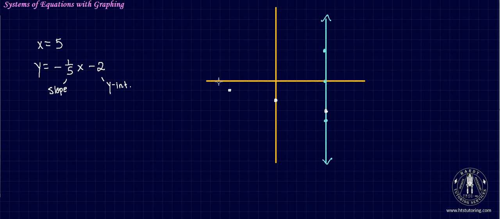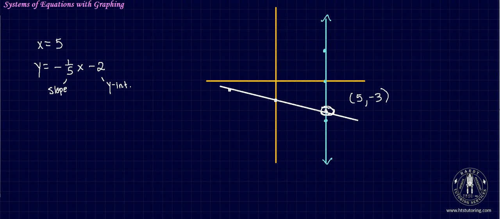So let's see here. Oops, that didn't work. Okay, there we go. All right, so that's close enough. It's kind of hard to do on the computer. Okay, so we cross at this point, and that is the point. X is 1, 2, 3, 4, 5. So we go 5 and then down 1, 2, 3. So 5, negative 3. So we cross at 5, negative 3.